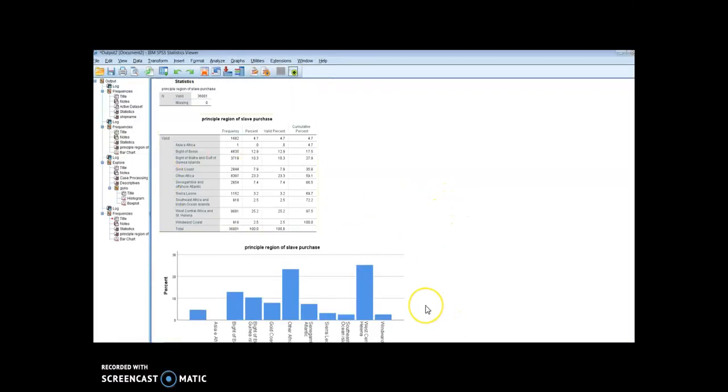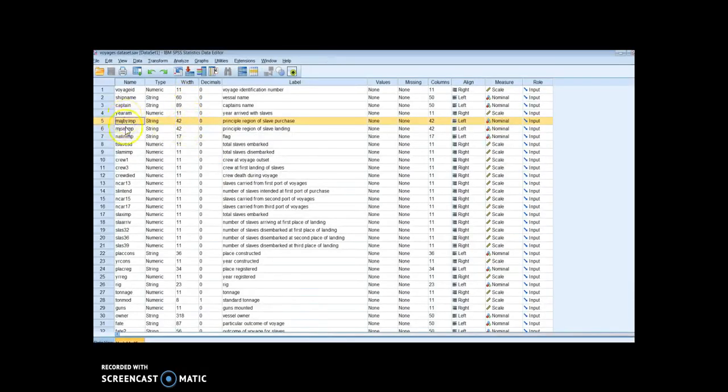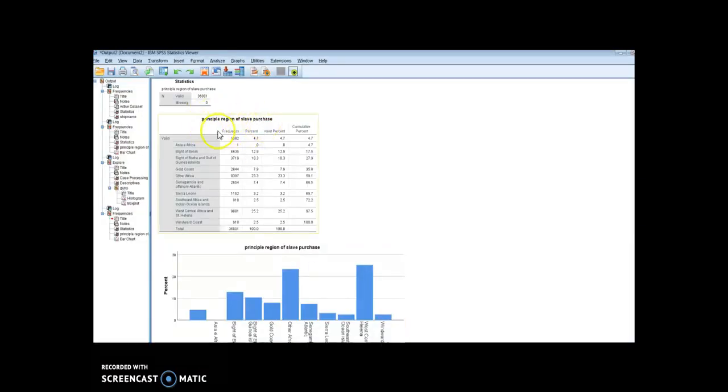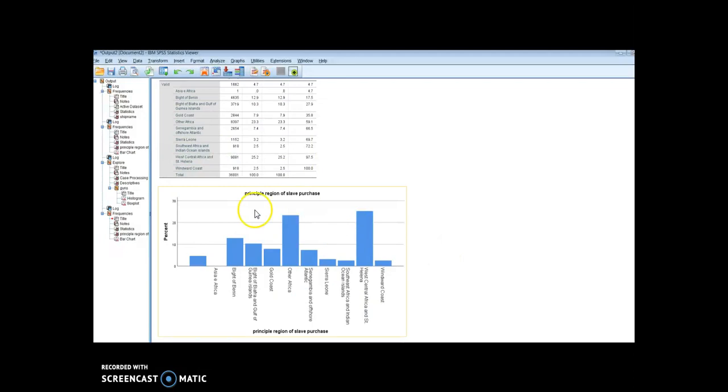Alright, so this will be the output of the SPSS, which tells you the principal region of slave purchase. Once you have put the labels in for each variable, you should be expecting to see the labels showing up in your output. This is much easier to see than the variable names. So you would have Asia and Benin and Gold Coast, different kinds of regions being displayed. And this is going to be the bar chart.